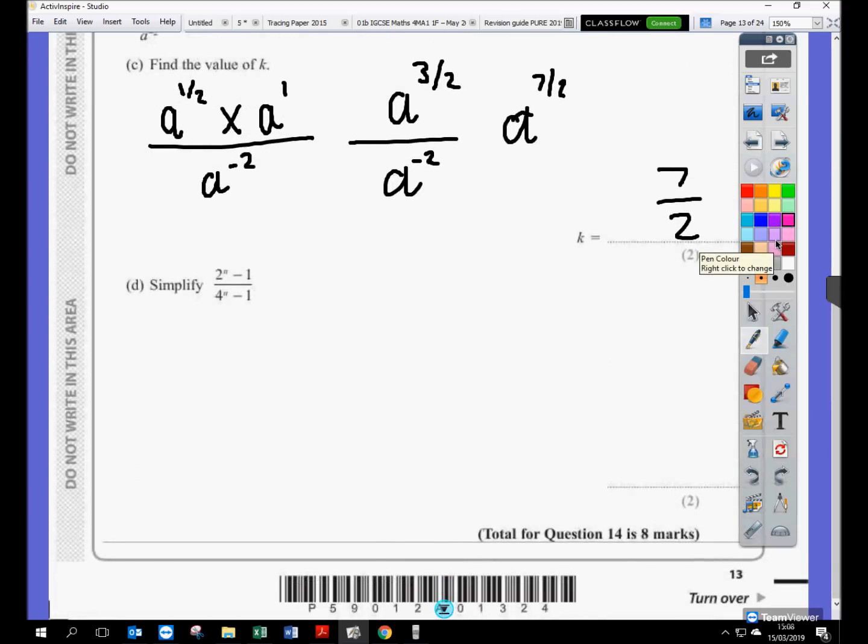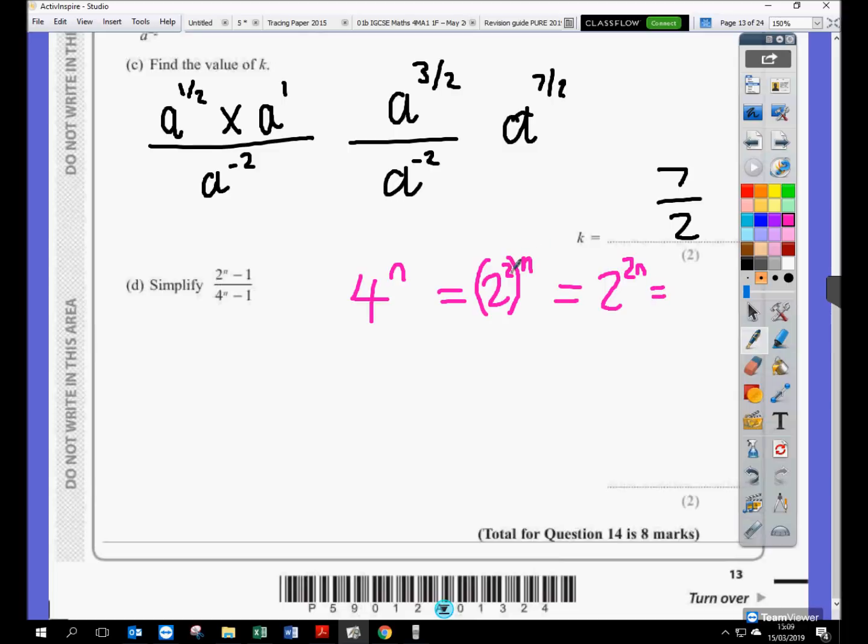This next question is quite hard, unless you spot something which is quite clever actually. You have to know that 4 to the power of n is the same as 2 squared to the power of n. Now, 4 is 2 squared. That's all I've done. I've just changed the 4 to 2 squared. Now, going back to the rule at the top of the page, when you have a bracket to a power, you can times the powers. So this is also equal to 2 to the power of 2n.